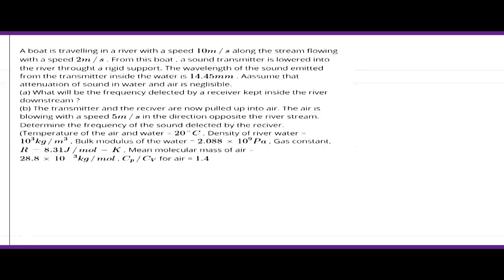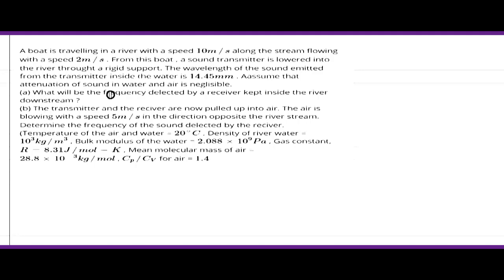Hello everyone. So today we're going to solve this question. The question says, a boat is traveling in a river with a speed of 10 meter per second along the stream flowing with a speed of 2 meter per second. From this boat, a sound transmitter is lowered into the river through a rigid support. The wavelength of the sound emitted from the transmitter inside the water is 14.45 mm. Assume that the attenuation of the sound in water and air is negligible. What will be the frequency detected by a receiver kept inside the river downstream?